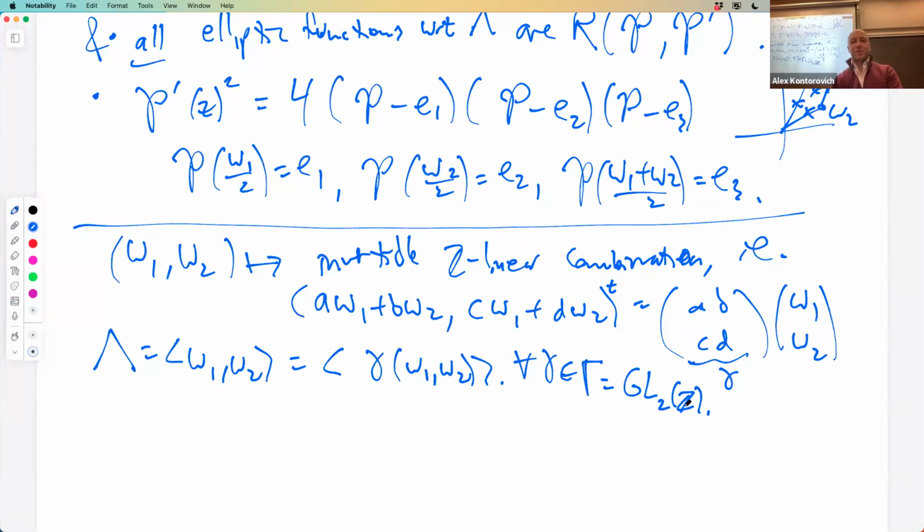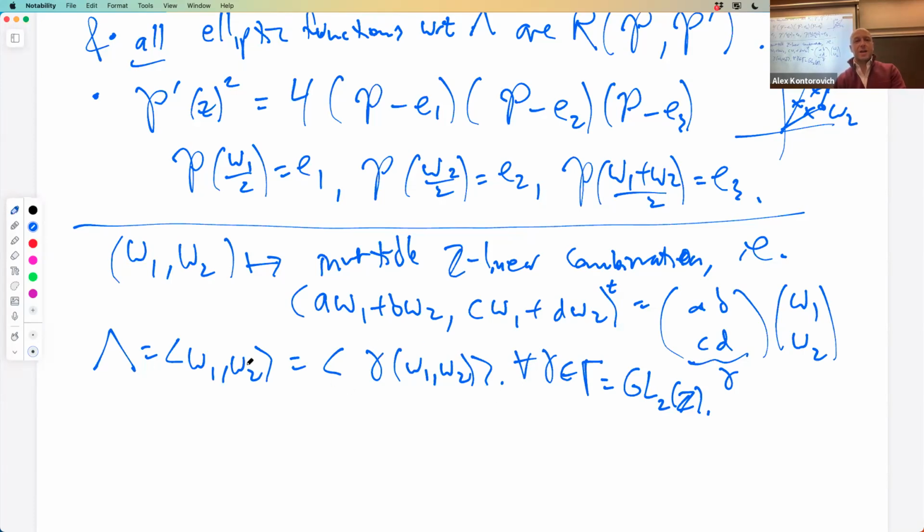Okay, so any integer invertible matrix. What are the possible determinants of invertible matrices? Plus or minus 1. So the only difference between GL2 and SL2 is plus or minus for the determinant.